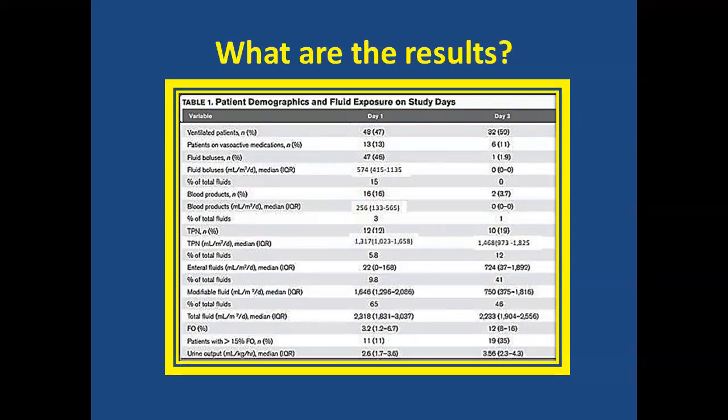The urine output, the median amount, was 2.6 ml per kg per hour on day 1, while 3.56 ml per kg per hour on day 3. Only one patient on day 1 had acute kidney injury who was oliguric based on the KDIGO criteria, while none had oliguria on day 3.